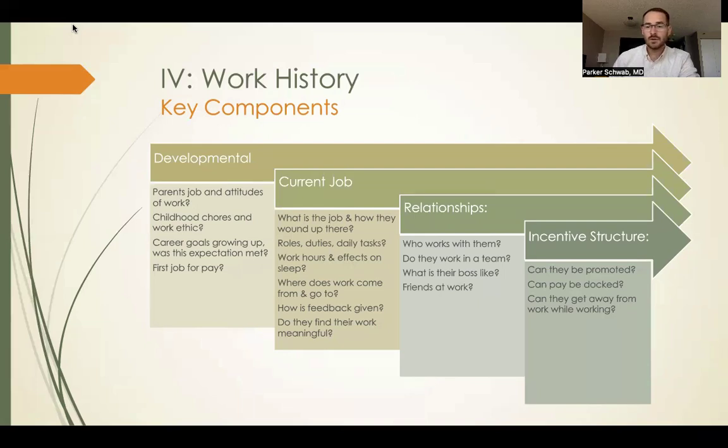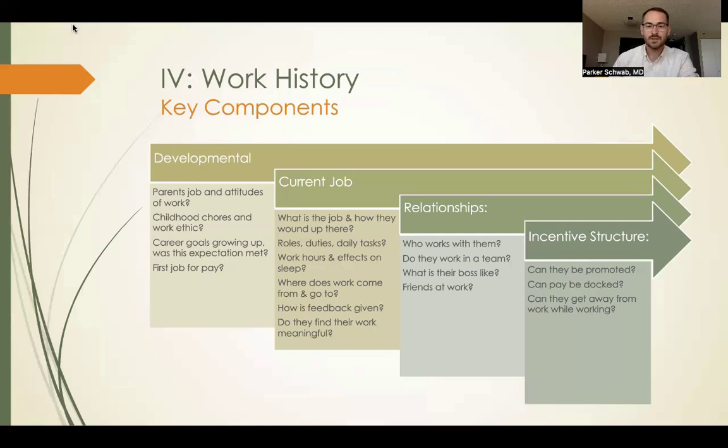Think about what their goals were growing up. Did they want to be an astronaut, or was it more realistic? Not saying that being an astronaut is not realistic, but for some people, that might be hard to achieve. Did they meet these expectations growing up, and what does that mean to them psychologically, and how is that impacting them now? And then also, how does that relate to their first job for pay? What was the job, and what were their reactions like working, and how did they respond, and how does it relate to what their job is currently?